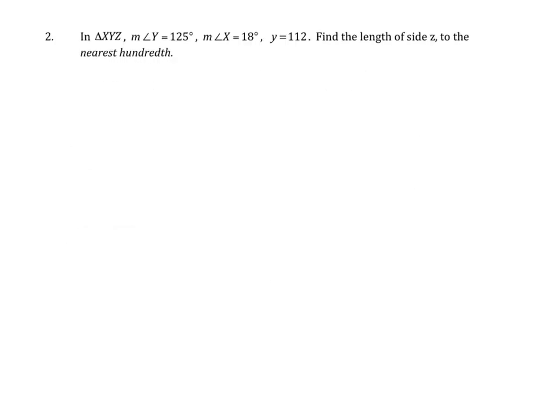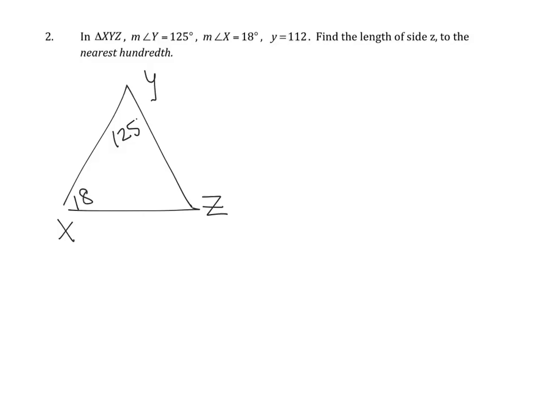In triangle XYZ, the measure of angle Y is 125 degrees, the measure of angle X is 18 degrees, and the length of side Y is 112. Find the length of side Z to the nearest hundredths. Draw a triangle labeled XYZ. Angle Y is 125. Measure of angle X is 18. And the side that's across from Y is 112. And we're looking for side Z.